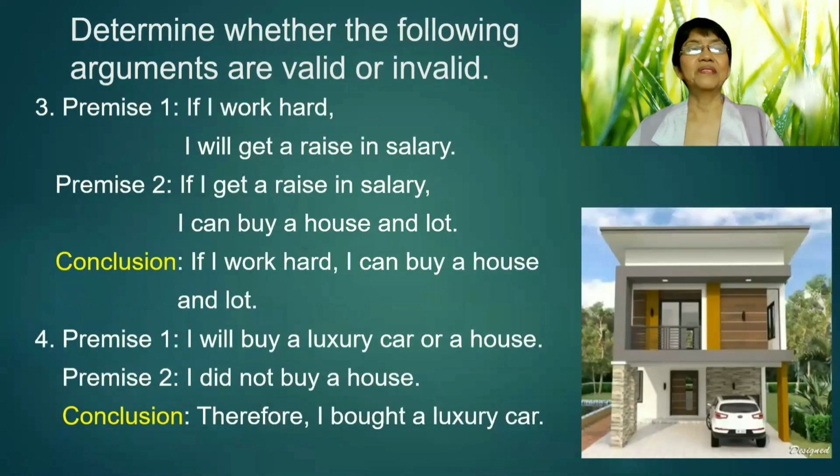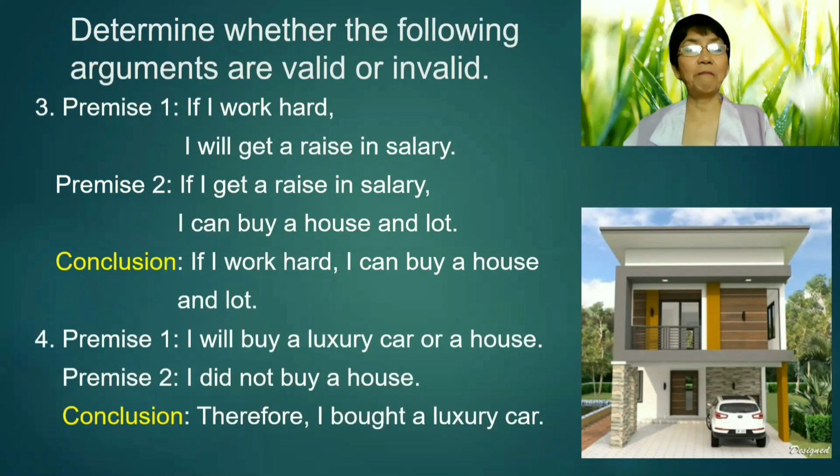Number 3. Premise 1: if I work hard, I will get a raise in salary. Premise 2: if I get a raise in salary, I can buy a house and lot. Conclusion: if I work hard, I can buy a house and lot. So this is a valid argument, and it is transitive reasoning that was used here.